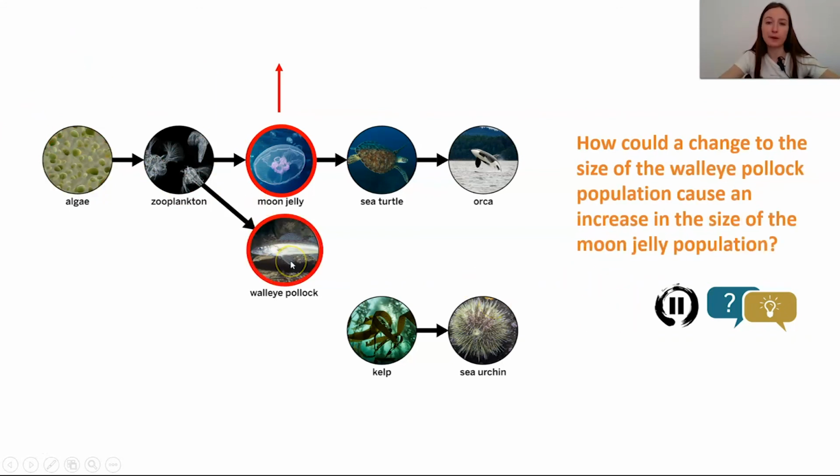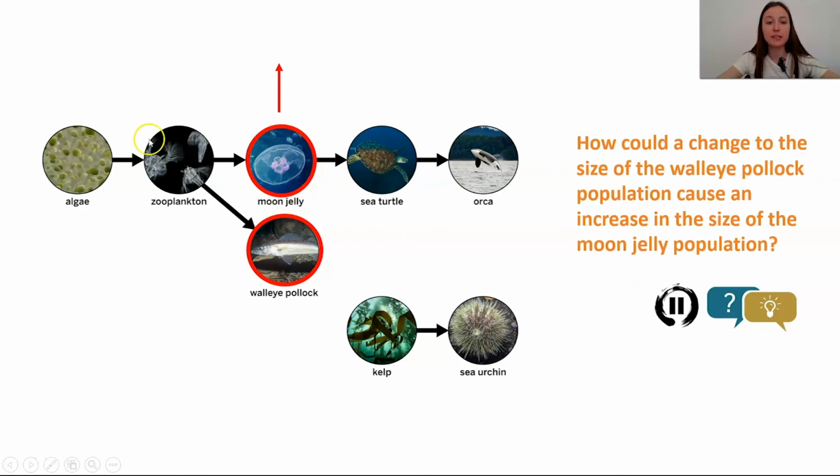Let's think about the walleye polyp. Again, pause that video, think about your own thoughts, share them with that friend or family member, and then check yourself with my thinking. All right, so here we have our walleye polyp. This is a competition relationship. Again, we're thinking about ways that the walleye polyp could be connected to the moon jelly increase. Again, we know that the moon jelly is increasing.